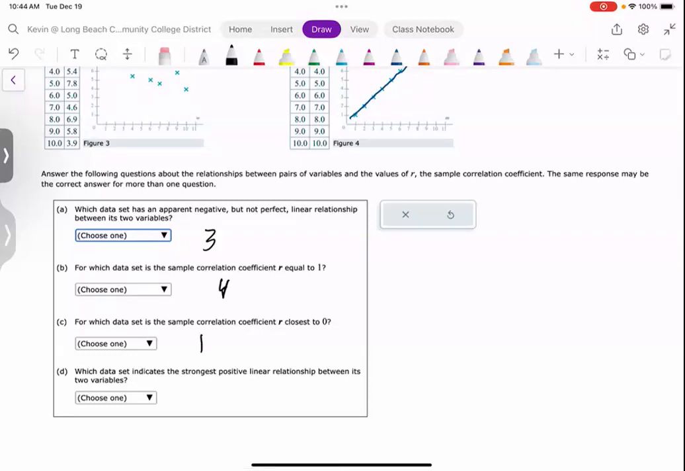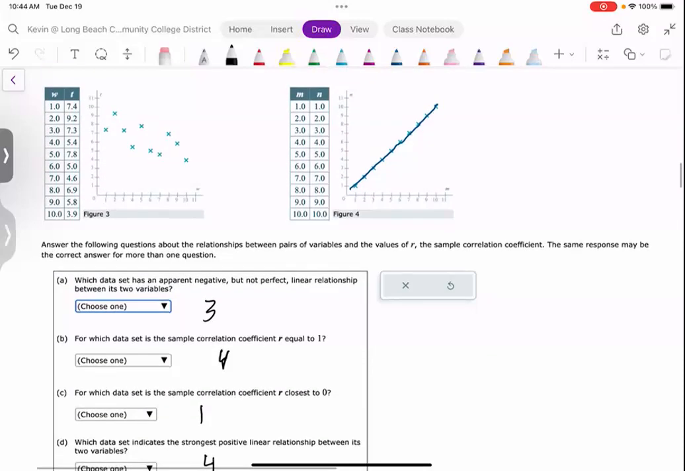Which data set indicates the strongest positive linear relationship between its two variables? That's again going to be figure 4. That has that perfect straight line there.